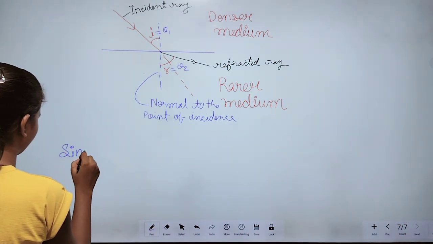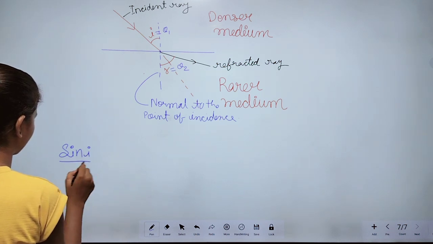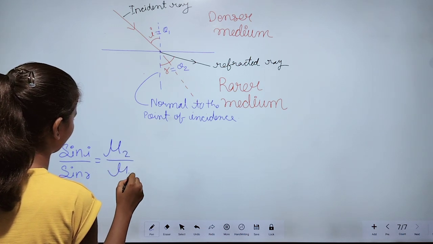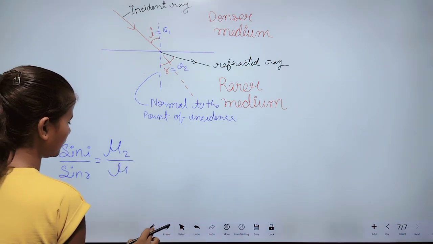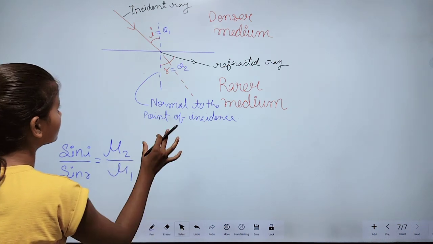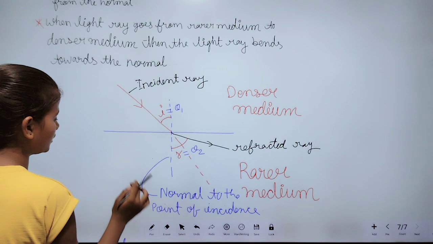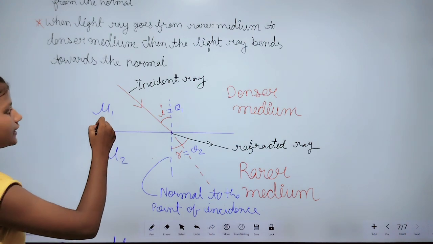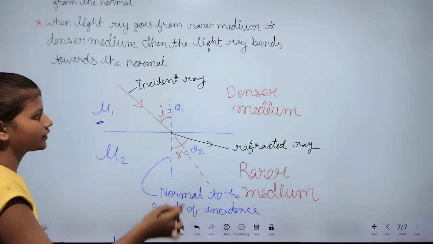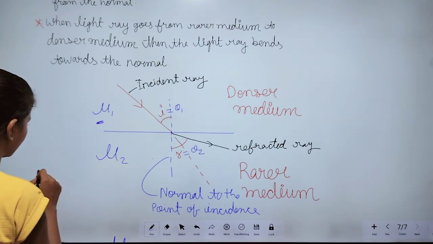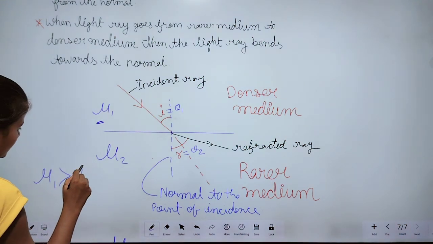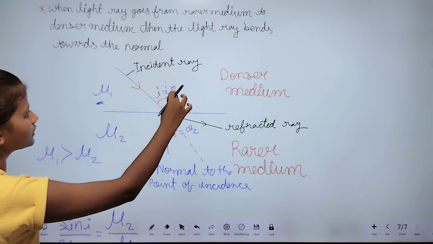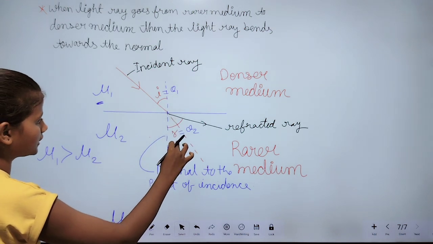So for the law here, sin i by sin r is equal to mu 2 by mu 1. This one is our mu 1 and this one is mu 2. Here mu 1 is greater, because mu 1 is a denser medium. So here we write mu 1 is greater than mu 2, and here you can see that theta 1 is less than theta 2.